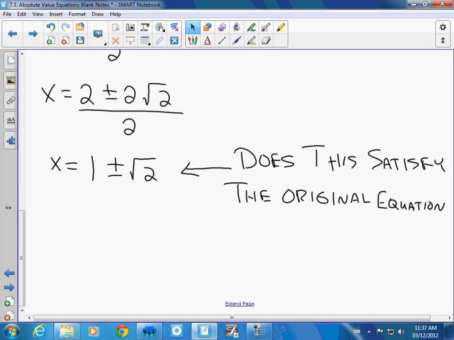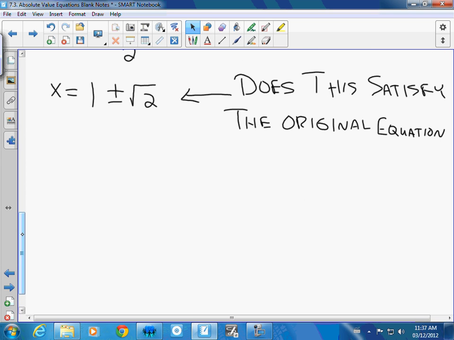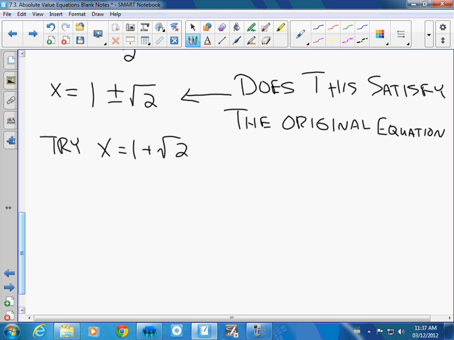Now, let's try. Basically, how many answers are right here? There's 2. Let's try x equals 1 plus root of 2. Okay, we're going to try it. Now, this is where the math gets a little bit weird, but you should see some patterns right away.